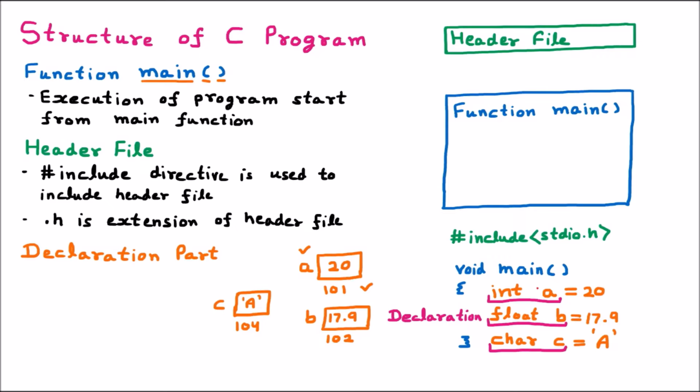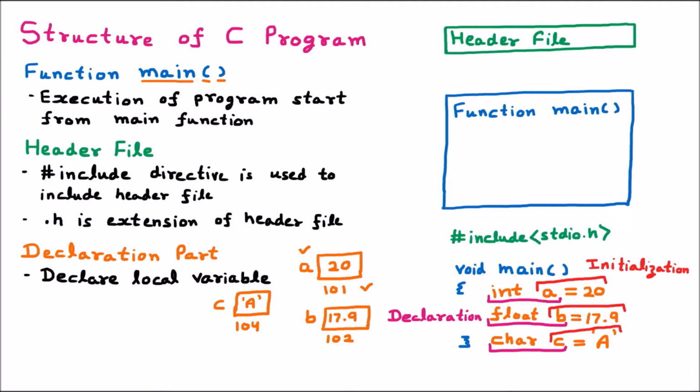But if we talk about a equal to 20, here we are giving the value of a, b equal to 17.9, or c equal to single 'a'. This is called the initialization. Whenever a variable is given some value, let's say 20, 17.9 or 'a', depending upon its data type, that is called initialization. Here the declaration part contains the local variables.